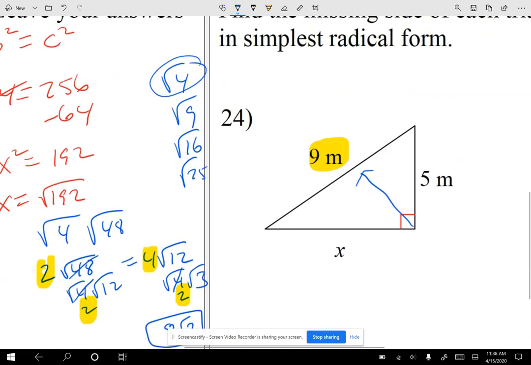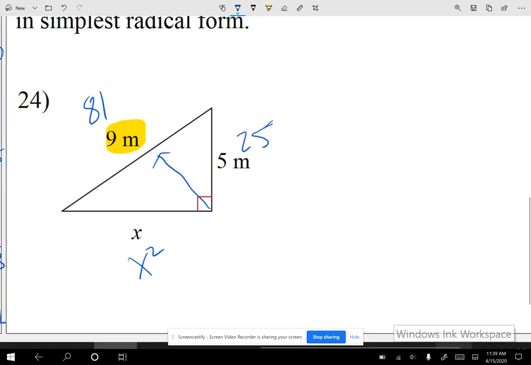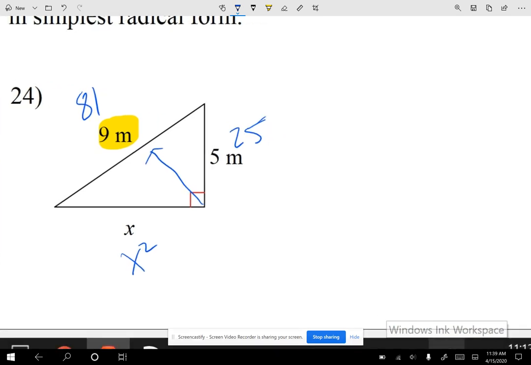All right, lastly, let's take a look at number 24. Let me square each of my sides. 9 times 9 gives me 81. 5 times 5 gives me 25. X times x gives me x to the second power. I know my 9 was my c because it's the side that is farthest away from the 90 degrees. So that's 81 is going to be my c squared. So I'm just going to write this as x squared plus 25 equals 81.